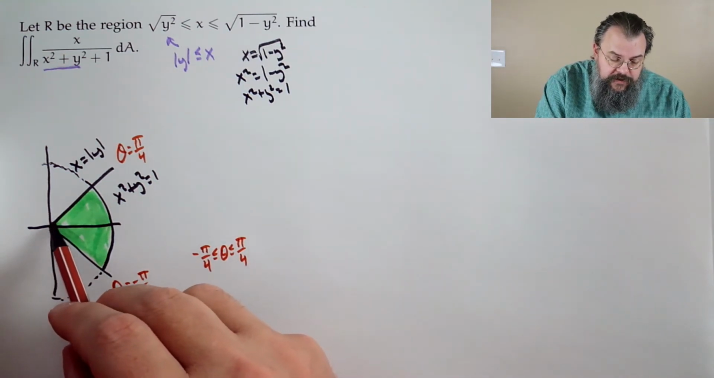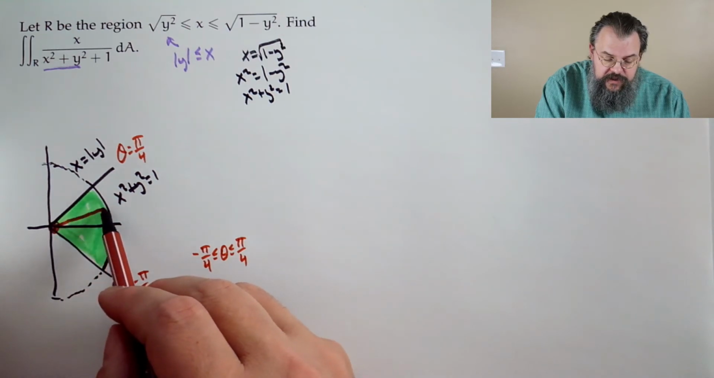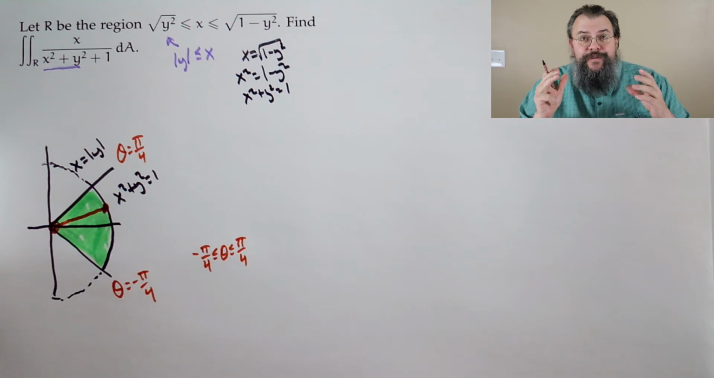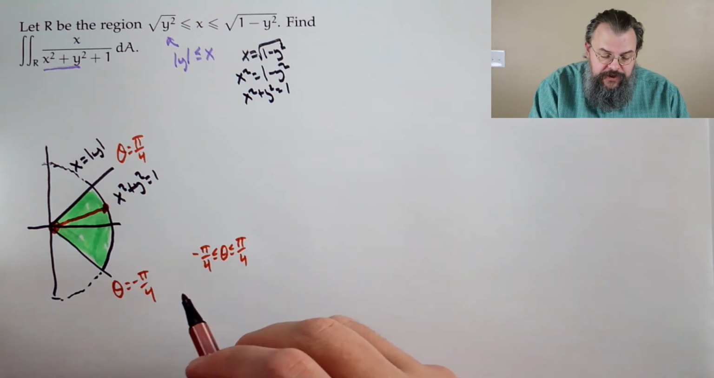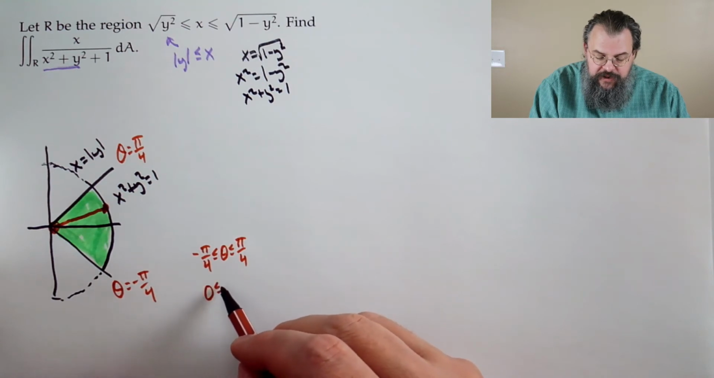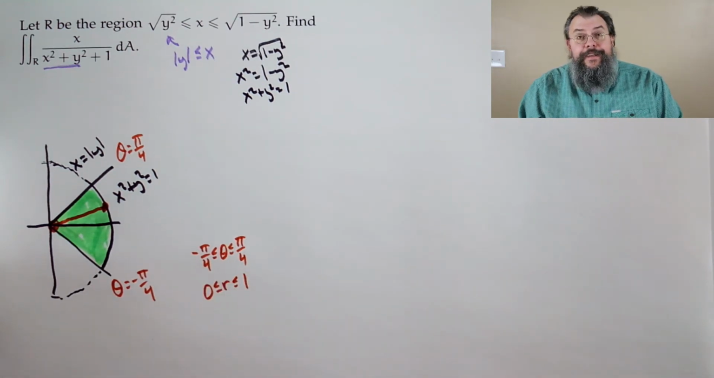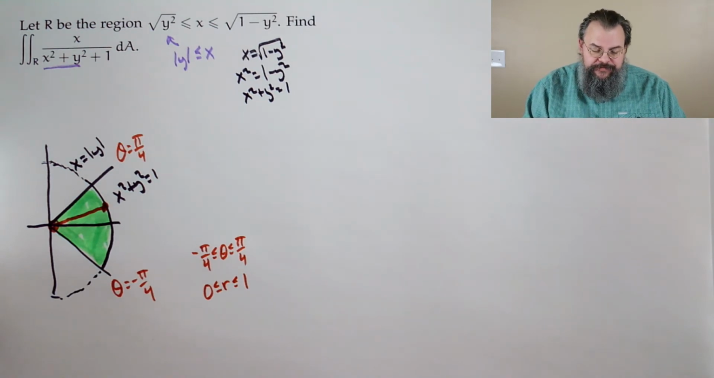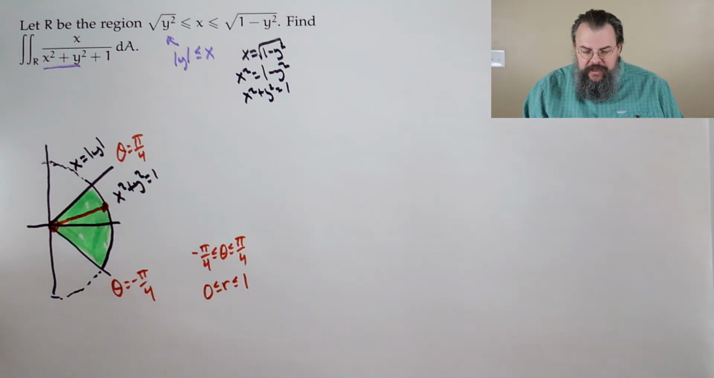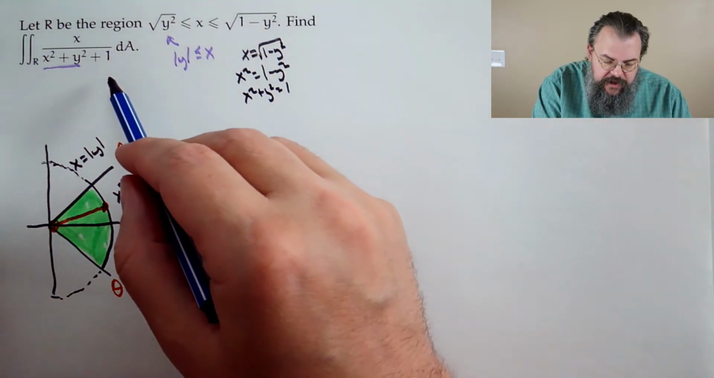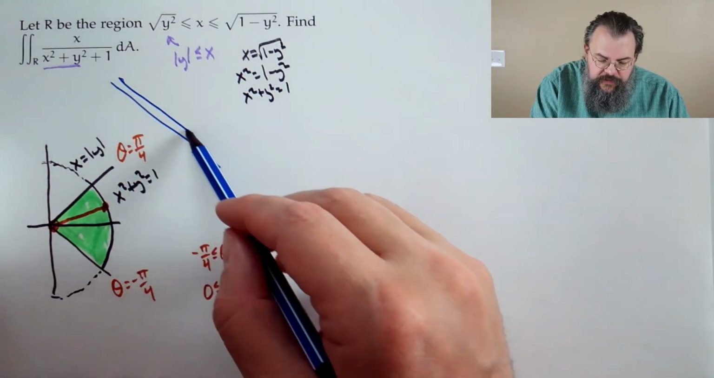For r, start at the center and go till you hit the edge. And where we're hitting is the circle, so it's a circle of radius 1. So 0 less than or equal to r less than or equal to 1. These are some nice bounds. We definitely approve of these bounds. All right, great. Now we just have to say what our integral becomes.